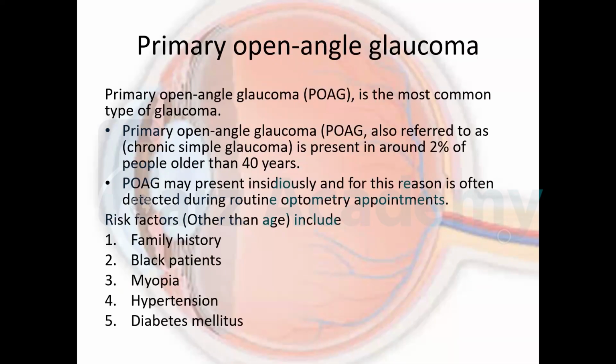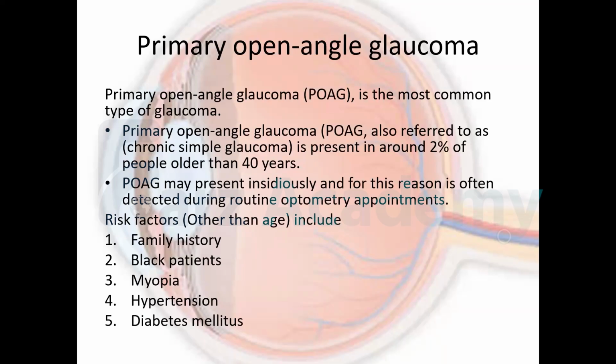Moving on to the next one, primary open angle glaucoma. It is the most common type of glaucoma. Compared to angle closure, open angle is more common. It is present in around 2% of people more than 40 years. This is the incidence of the condition. It can also be called simple glaucoma. Primary open angle glaucoma may present insidiously, and for this reason, it is often detected during routine tonometry. Patients may not have symptoms, but during their routine eye checkup or optometry appointments, they will be detected with glaucoma because of the raised intraocular pressure.